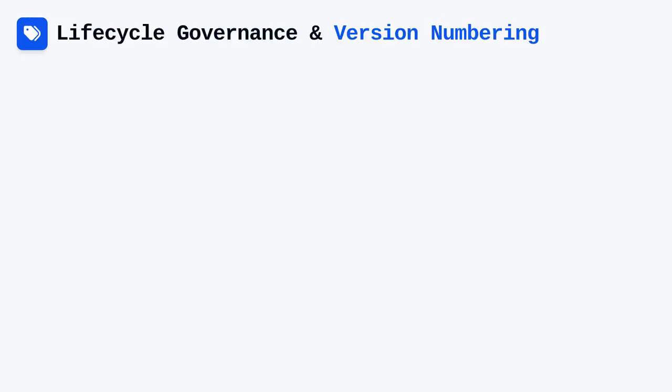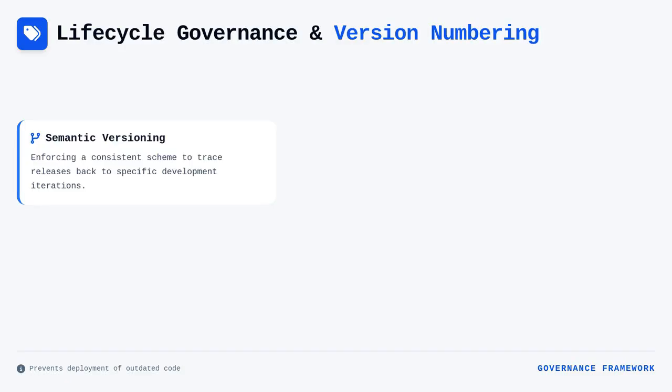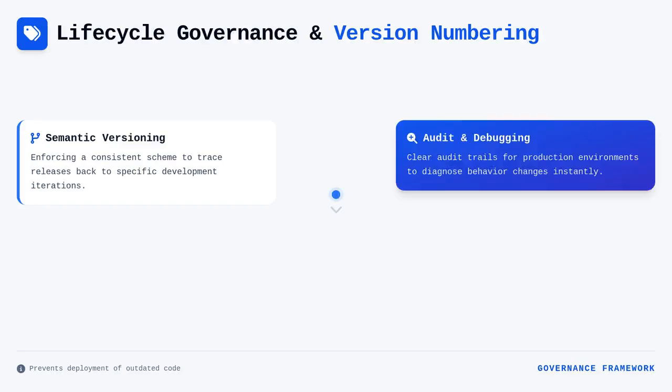Version numbering is not merely a bookkeeping exercise. It is a fundamental aspect of lifecycle governance that prevents the deployment of outdated code. We should enforce a consistent semantic versioning scheme that allows us to trace a release back to its specific development iteration. This provides a clear audit trail when debugging issues in a production environment.